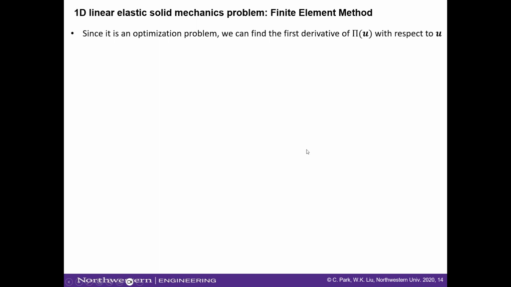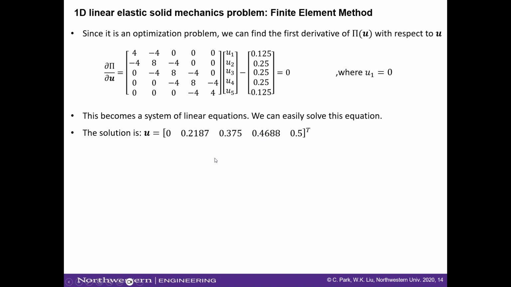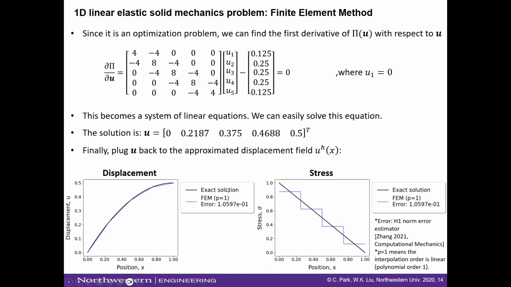Since it's an optimization problem, there's an optimality condition. So this is our optimality condition. Now it becomes a simple system of linear equations where U1 is 0, so we can solve it very easily, and this is our solution, U1 through U5. And if we plot this, this is our finite element solution.